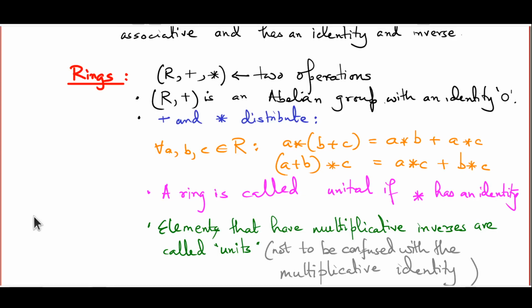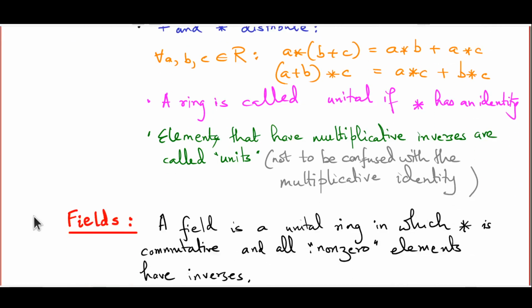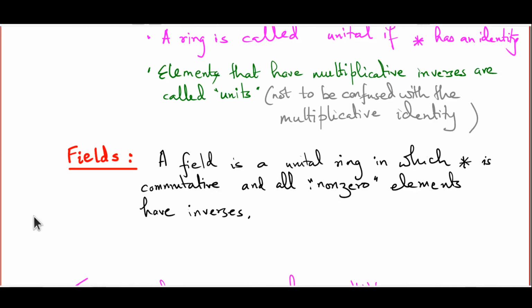However, rings are really not that much of an interest to us. What we are going to be more interested in is the next level of algebraic structure, and these are fields. A field in abstract algebra is actually a unital ring, a ring which has a multiplicative identity, in which star is actually commutative. That's one important condition. And all the non-zero elements have inverses.